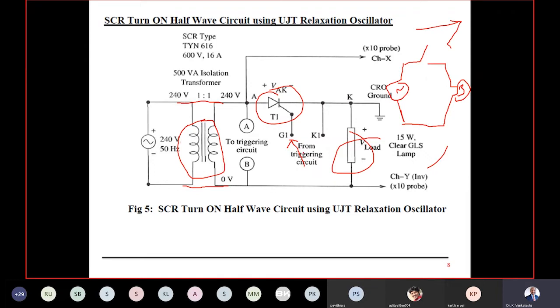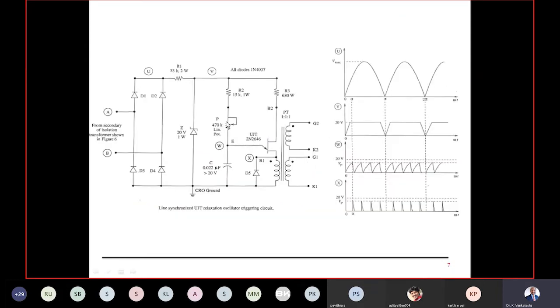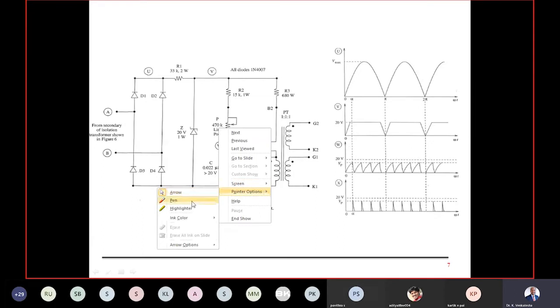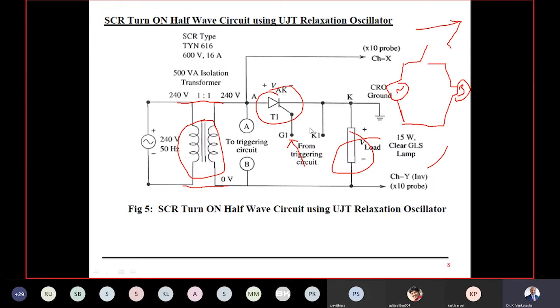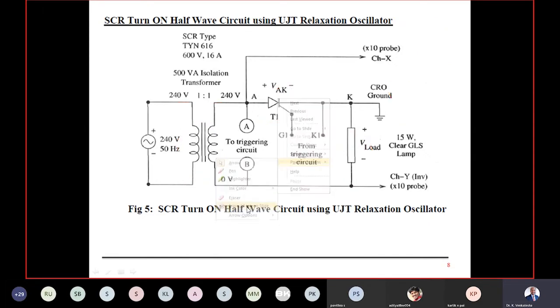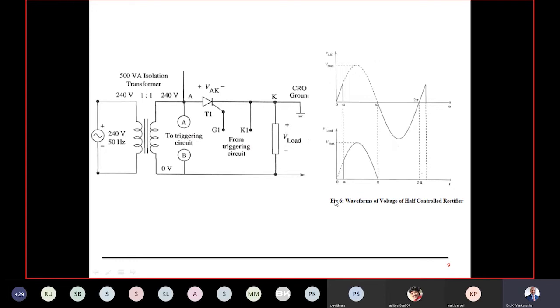The gate pulse timing depends upon the resistance available here. When the resistance is least, the capacitor charges very fast to the peak value. I get the pulse here itself, so the same pulse will be available to the SCR. It will be turned on at alpha 0 itself. My output voltage and input voltage will be similar. So there is no change, there is no chopping.